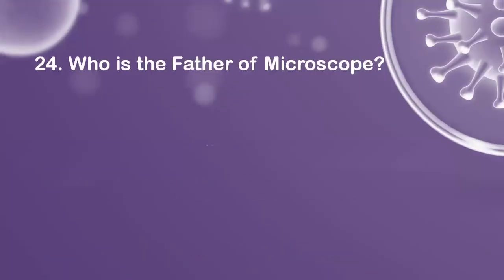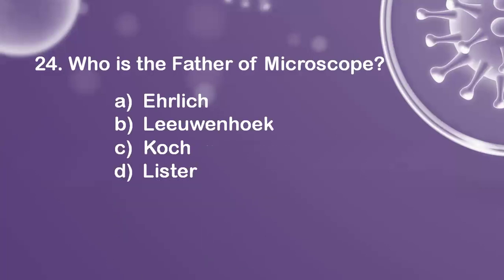Next question, who is the father of microscope? Option A, Ehrlich. Option B, Leeuwenhoek. Option C, Robert Koch. Option D, Joseph Lister. Here the right answer is Antony van Leeuwenhoek. He was the first person who prepared the microscope. With his microscope only, he observed the various forms of microorganisms, such as various forms of bacteria as well as the protozoa.